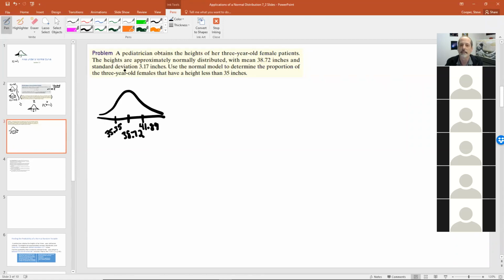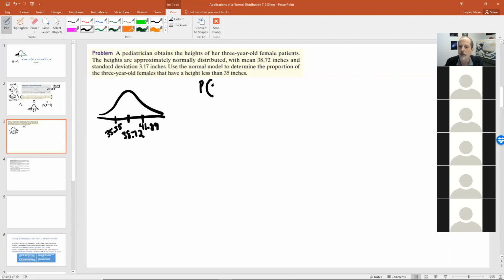And what we're interested in is we want to find the proportion of 3-year-olds that have a height less than 35. Remember, the proportion of the population is the same as the probability that if you randomly selected a 3-year-old female, they would have a height of less than 35. So we're answering the same question either way.